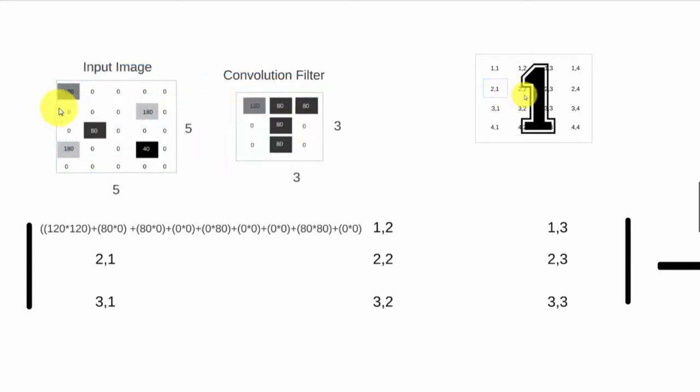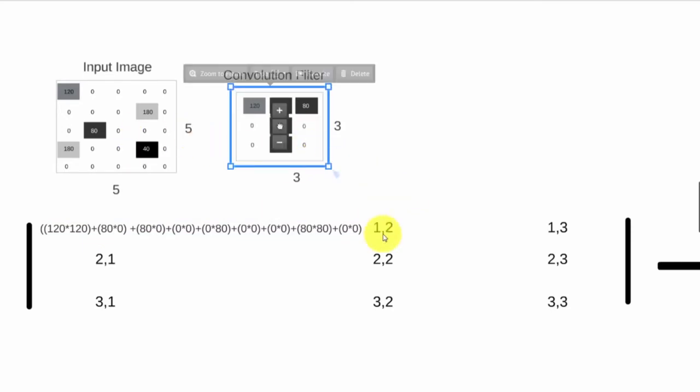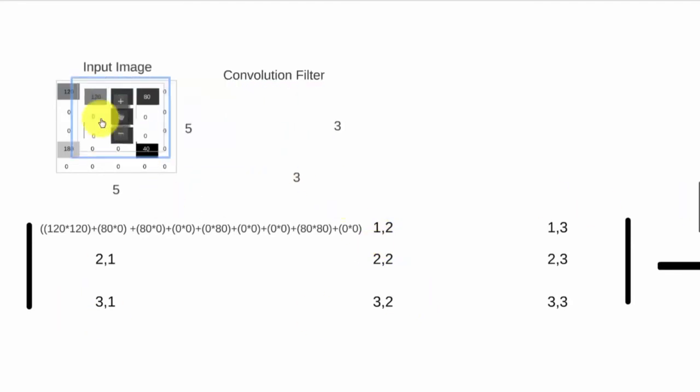Your 120 will be superimposed by 120, 80 will be superimposed with 0, and so on for the 3 by 3 inside the 5 by 5. So you can compute the value by using matrix multiplication, and there will be a single integer value at the end. That is the value for 1,1 in the output matrix of this specific operation. If I want to simulate the value for 1 comma 2 in the output matrix, then you have to move one cell to the right.